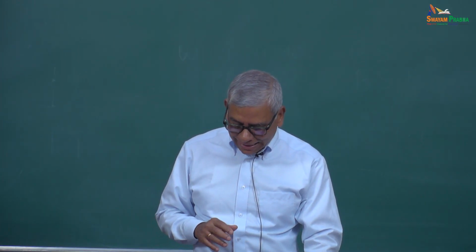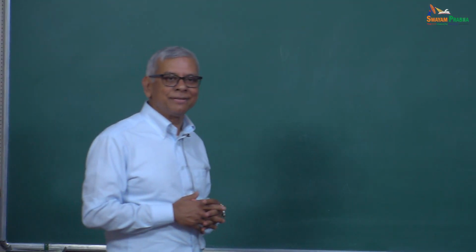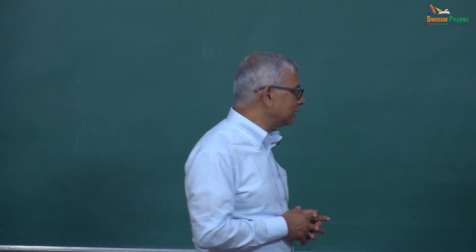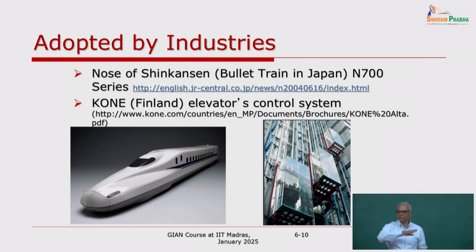Let me skip all that. Let me show you that this has been adopted in many different real world problem solving problems. Here, on the left side, is the Japan Shinkansen, the blue bullet train. The first time they did it was in 2007. Before that, they used a point-based method, the conjugate gradient method.